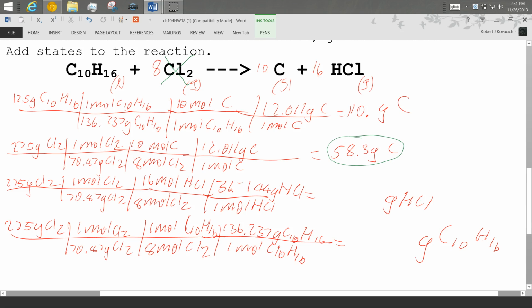All right, so 275 divided by my 70.87 divided by 8 times 16 times 36.5. So 283 grams. And then 136.237. 66.1.